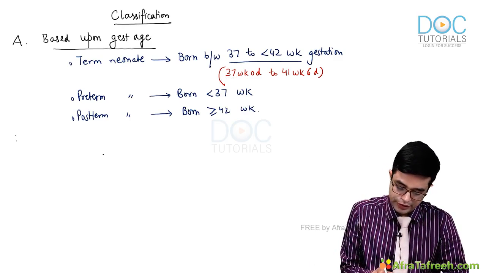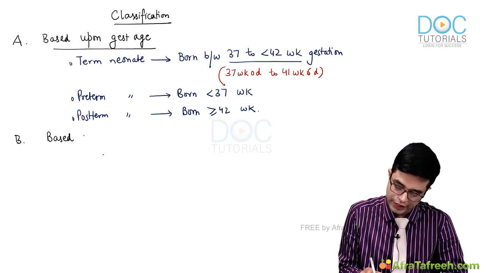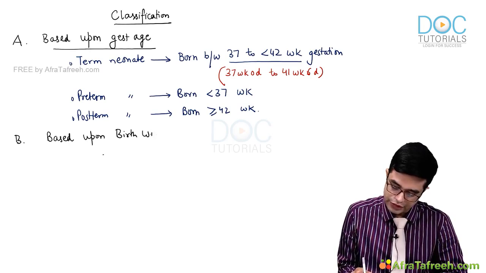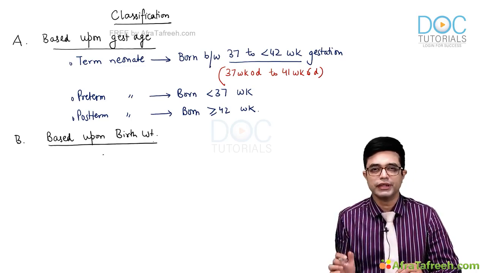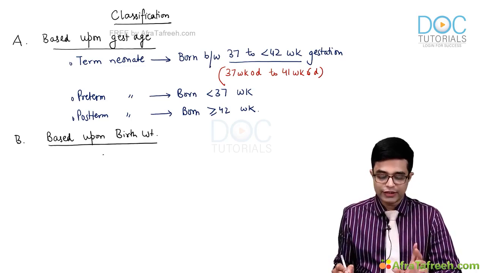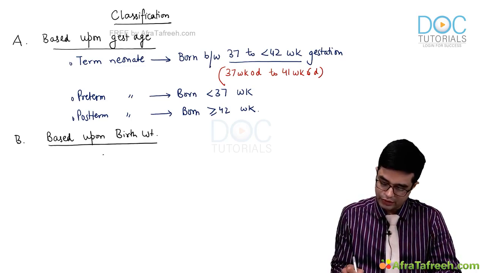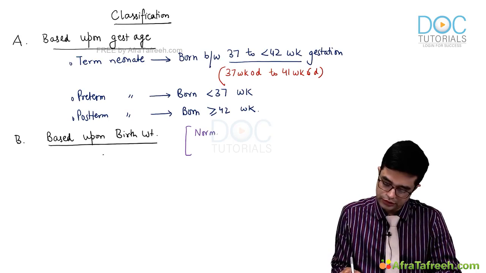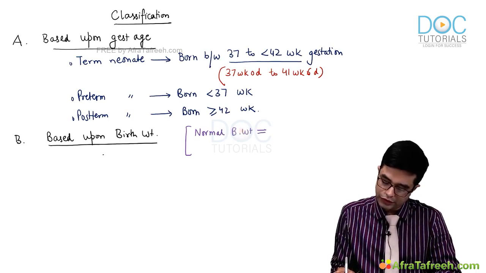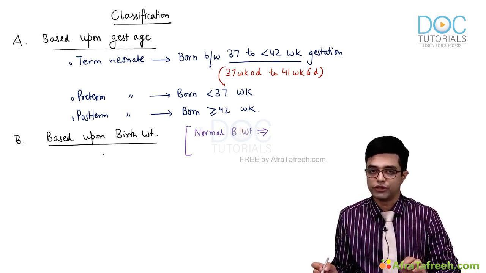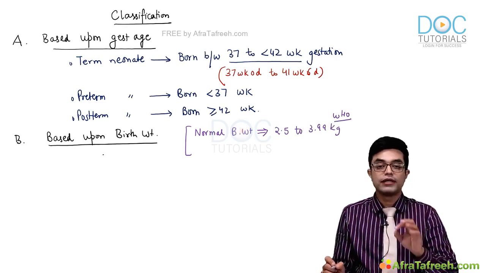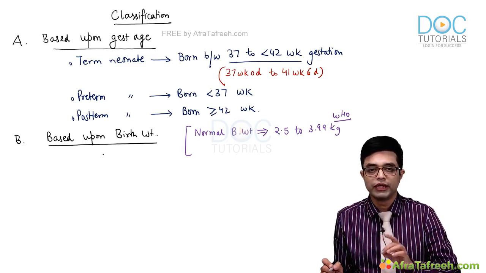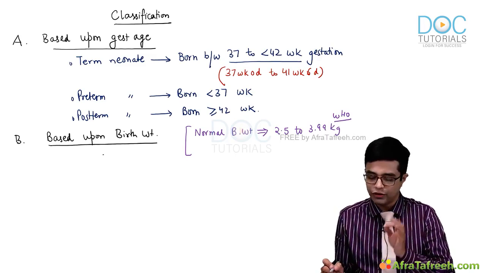The second classification is based upon the birth weight. Whenever the child was born, at the time of birth, what was the weight of the child? It does not take the term period or preterm period into consideration. For that, you need to first understand what is the normal birth weight of a newborn. So on the side, I am writing a point. What is the normal birth weight of a newborn? Normal birth weight of a newborn is defined by World Health Organization as weight range between 2.5 to 3.99 kilogram. This has been defined by World Health Organization. Irrespective of gestational age, whether baby is term, preterm, postterm, if the weight is between 2.5 to 3.99, we will call it a normal birth weight.